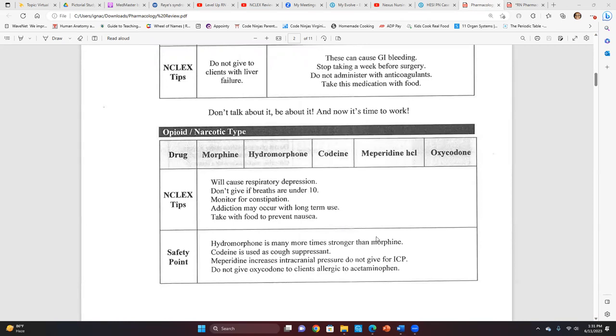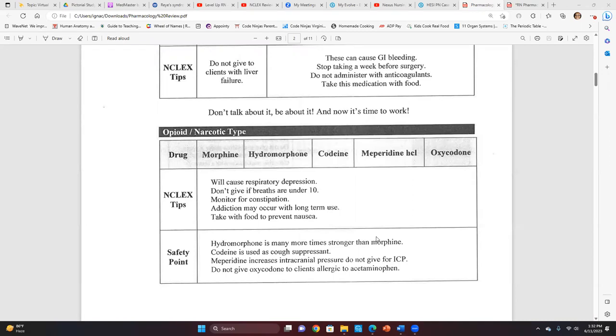Now, hydromorphone is many more times stronger than morphine. And I looked it up to double check, and according to my research, it's maybe 2 to 10 times stronger than morphine. So that's very strong. And codeine is used as a cough suppressant. That's why they're now controlling cough medicines, because unfortunately, that's one of the things that young people are doing. They're getting these cough medications and drinking them in order to feel a high. So that's something else as a safety issue.